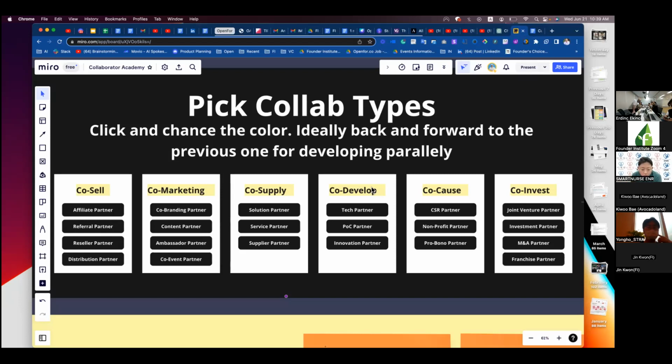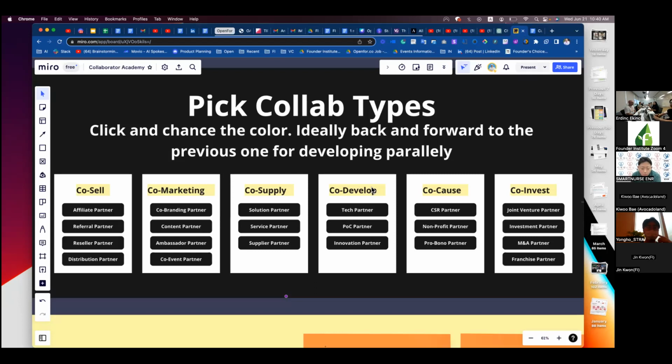And then co-cost is something only big startups or big companies do, or non-profit related things. You can also integrate your own, but as an early stage, I don't recommend it. Co-invest is the heaviest one, right? Everybody wants it, like investment, or maybe getting acquired, that kind of thing. So we are going to choose from now on.